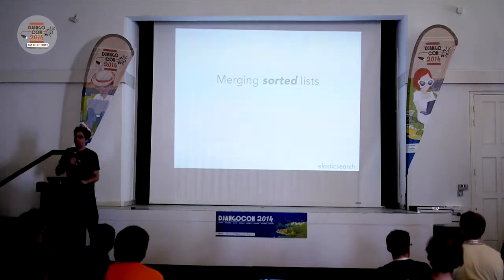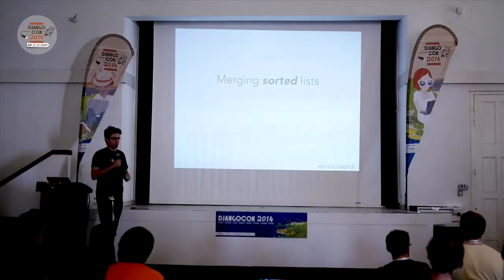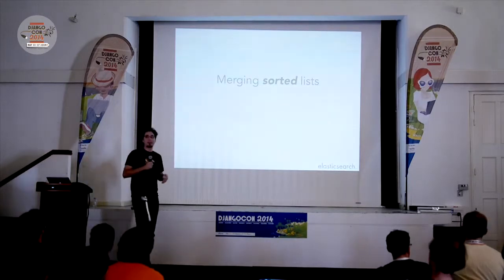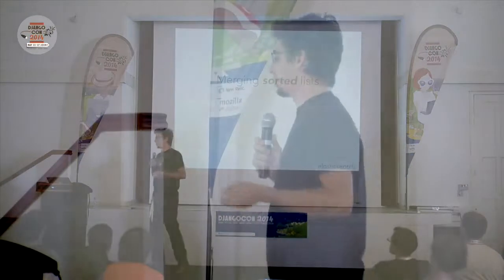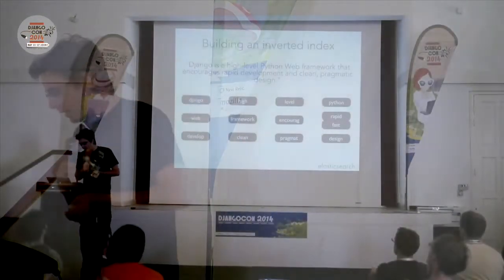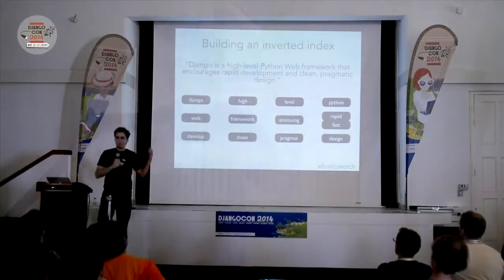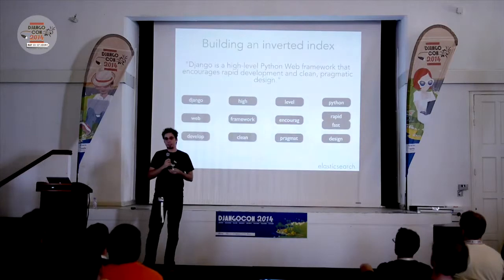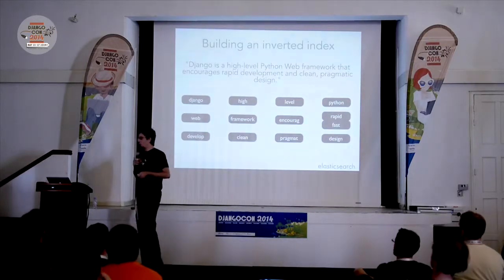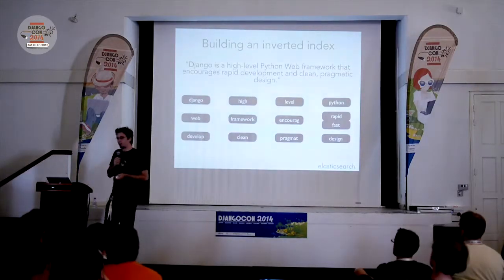So now that we've seen a few things what we can do with an inverted index, let's see how we can get one, how we can build one. So as always, we start with the story. The story is that Django is a high-level, it's a very good story, but it's a text. It's some text that we can take and we'll build an inverted index from it. Which is a ridiculously simple thing.